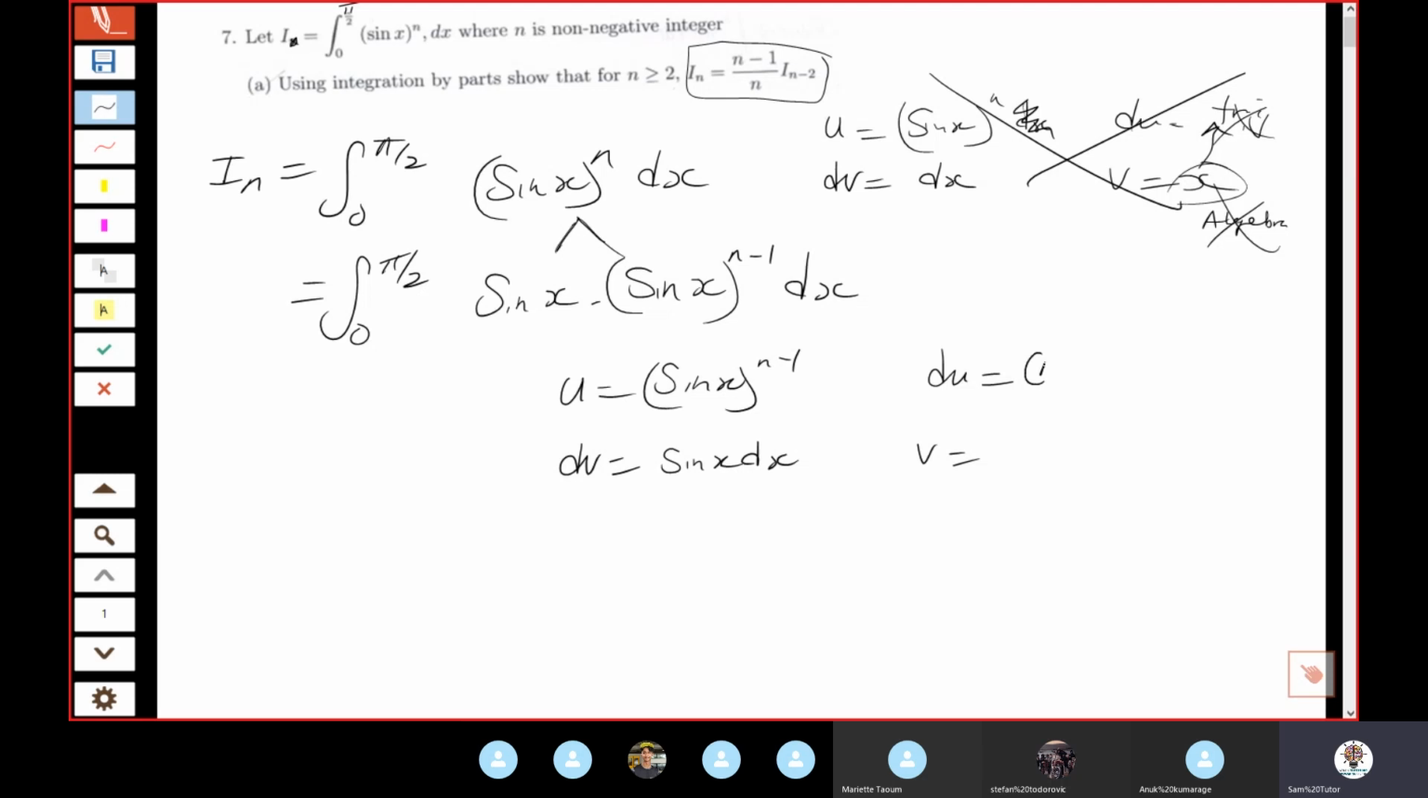du becomes n minus 1 times sine x, using chain rule, to the n minus 2 times the derivative of sine, which is cos x dx. Look at it. Going down is differentiation, going up is integration. Derivative of the inside is positive cos. What is the integral of sine? Integral of sine is negative cos x. Negative cos x. All right, before I continue, any questions about that line?